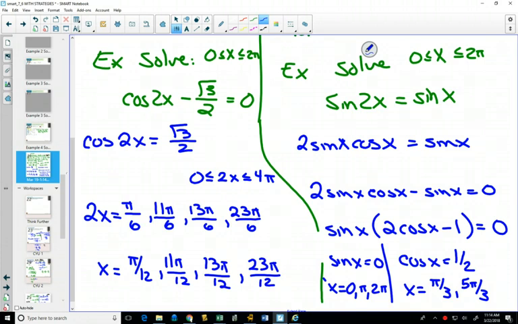So this question was very similar to the one that we did at the beginning of our notes, in that you had to factor it out, and you had 2 different trig functions. But this one we had to use our double angle identity.